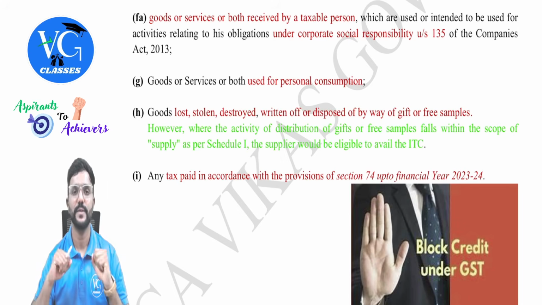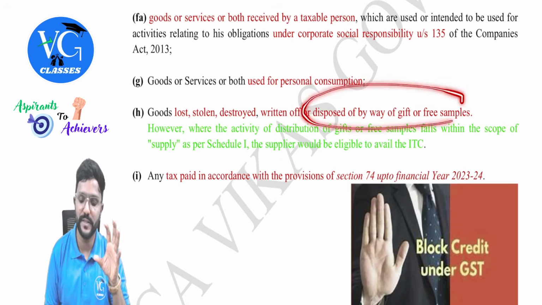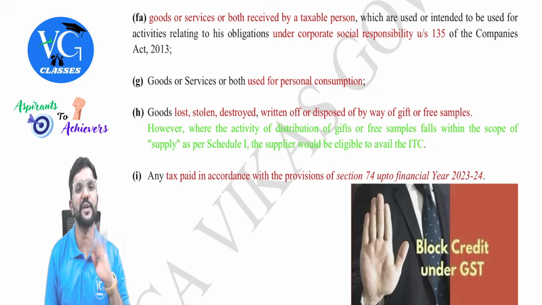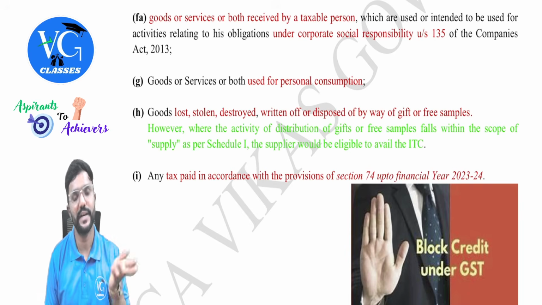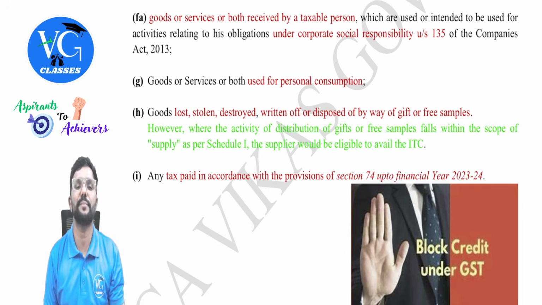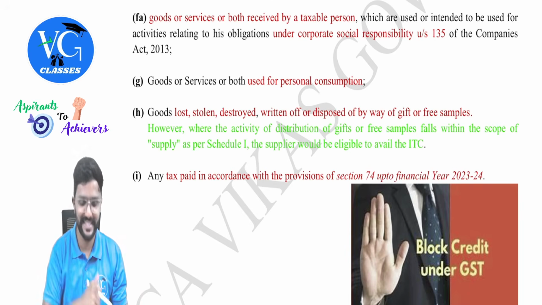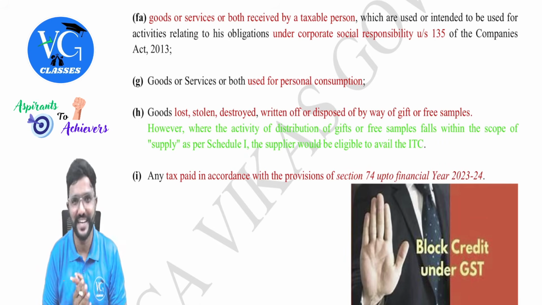Is that clear? Yes. So in simple, whenever there is any of such events, check whether credit is already claimed or not. Accordingly, decide whether credit is available. If credit is not yet claimed, credit is not available. If credit is already claimed, then it will be a supply as per Para 1 of Schedule 1. Got it? Yes. How beautifully connected you see.